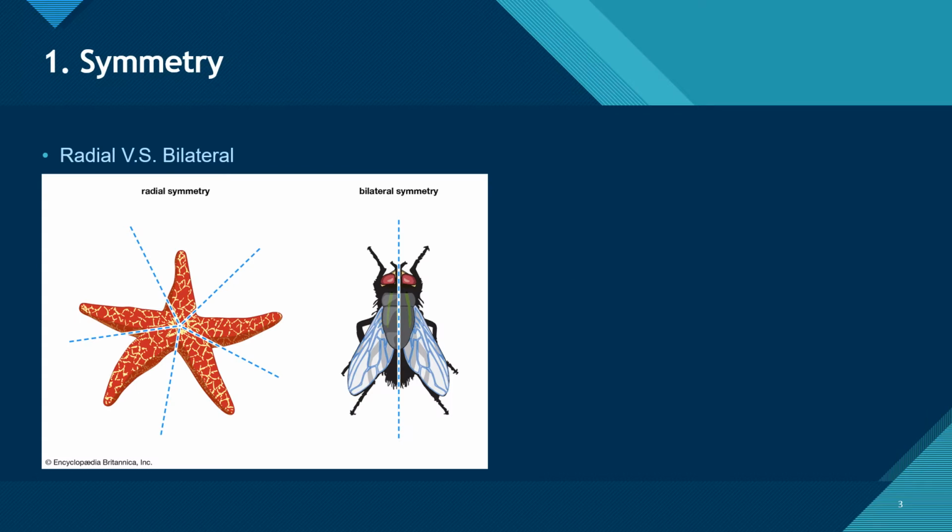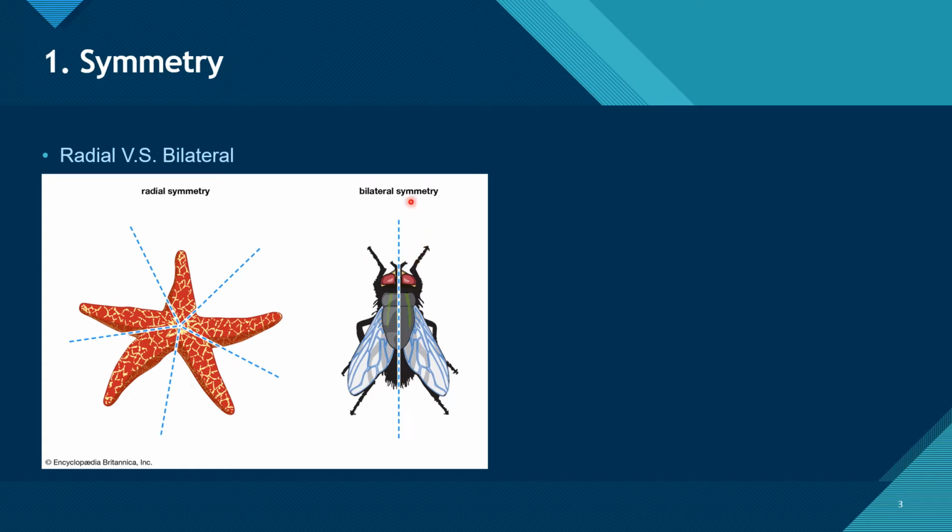So the first one is symmetry. We have 2 types of symmetry, radial symmetry and bilateral symmetry. One example of radial symmetry is, of course, the starfish. If I split this starfish down the center like this, and like this, each of these little sections is going to be the same, equal parts. And I can split it in all different directions, kind of like a star. So that's how I remember radial symmetry.